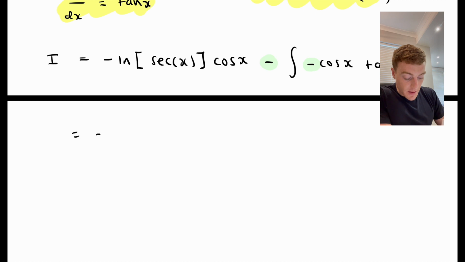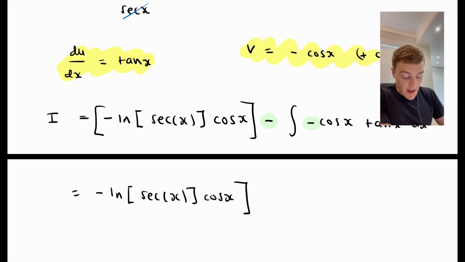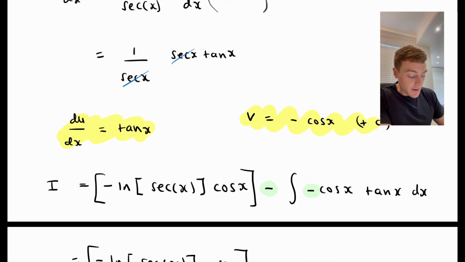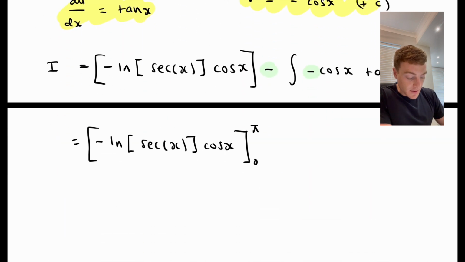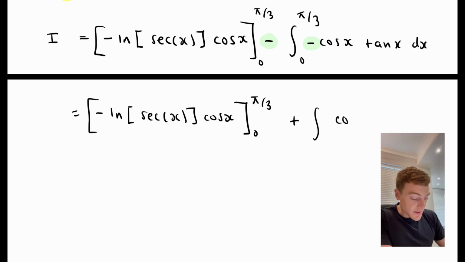So let's tidy that up. We get minus ln of sec of x times by cos x. Now let's not forget, because we're doing definite integration, we're going to have some limits. So if we remember from above, my limits were 0 and pi over 3. Okay, so tidying things up, we've got double negatives, so I'm going to take that out. So that's going to become a plus the integral of cos x.